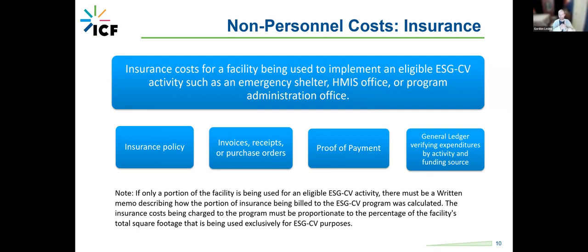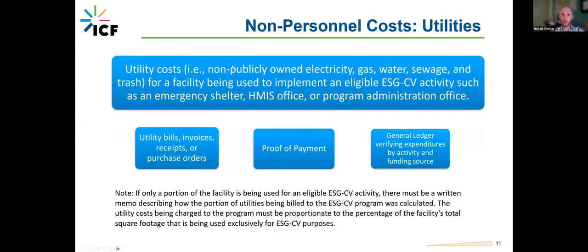Again, if only a portion of the facility is being used for an eligible activity, you need a memo somewhere that describes how the portion of the insurance is being billed to the ESG-CV program. The costs being charged to the program have to be proportionate to the percentage of the facility's total square footage that is being used exclusively for ESG-CV purposes. There are different ways of doing this allocation. Your written memo or written note to file should explain your thinking behind why you're doing it and should be consistent over time. Valuable to have that with the expenditures, valuable to have that in your project file. Over to you, Mike. Thank you.